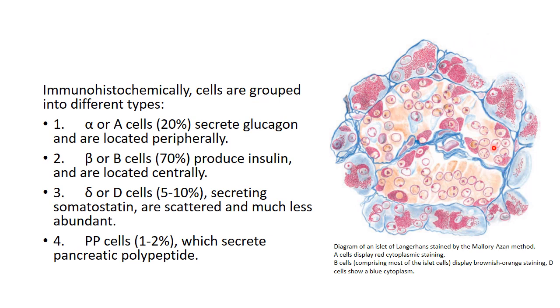Here the pancreas is stained with a special stain called the Mallory-Azan method, and by this method we were able to identify 3 of the 4 types of cells within the islets of Langerhans. So we have the alpha cell that displays red cytoplasmic staining, and as we said, it secretes glucagon. We have the beta cell, which comprises most of the islet cells, and they display brownish-orange staining. And we have delta cells that have a blue cytoplasm and secrete somatostatin.